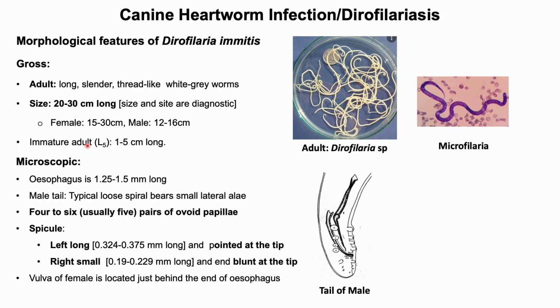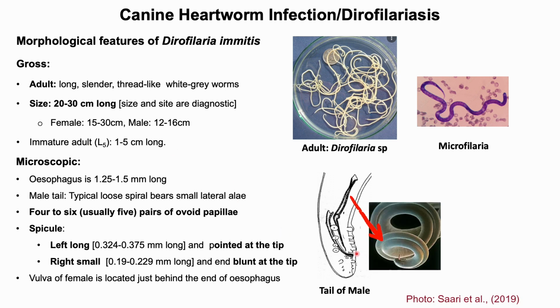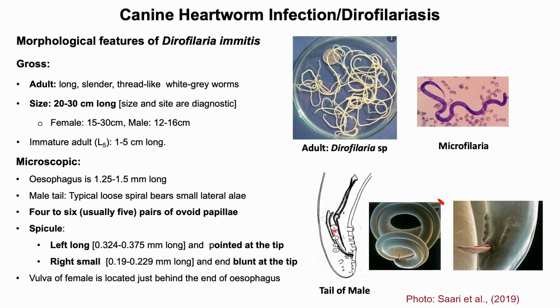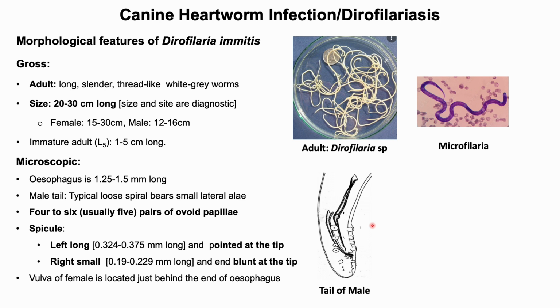Microscopically, the distal end of the tail of the male parasite is spirally coiled, which is similar to the features of other common filariids. There are usually 5 pairs of ovoid papillae. The tip of the left spicule is pointed, whereas the tip of the right spicule is blunt. Vulva of the female is located just behind the end of the esophagus.